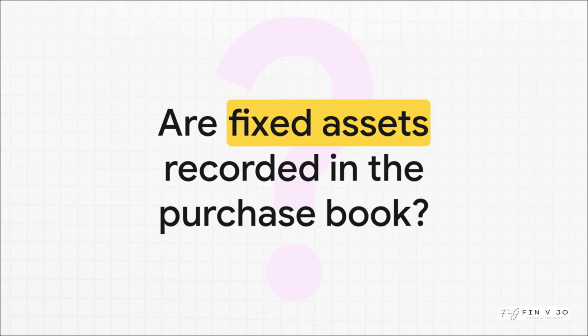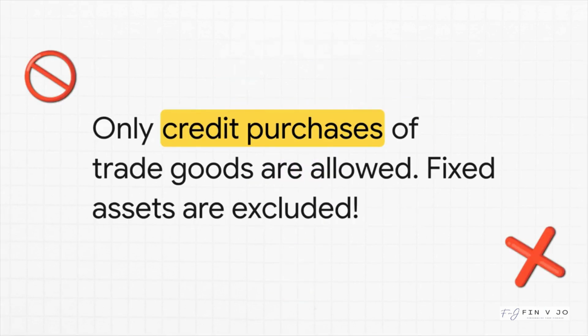Think back to our incredibly strict bouncer at the door. What are his rules again? Does a fixed asset get inside the club? The answer is false. Excellent job if you nailed that one. Remember, the purchases book only allows credit purchases of trade goods inside. Fixed assets? Nope, they require a completely different entry method, which is usually right through the journal proper.